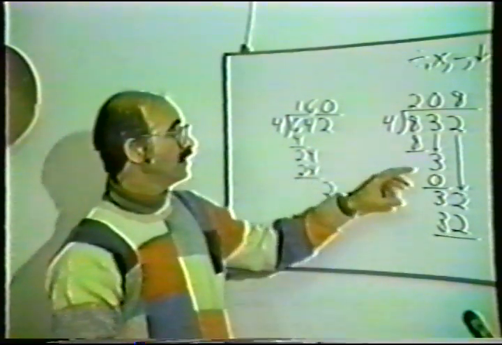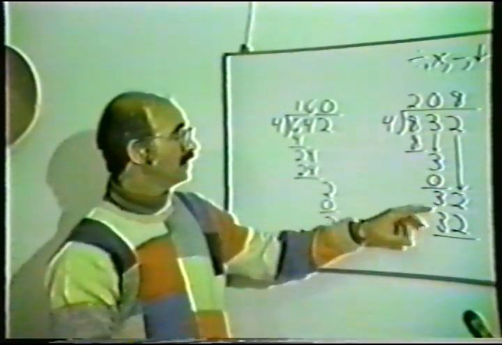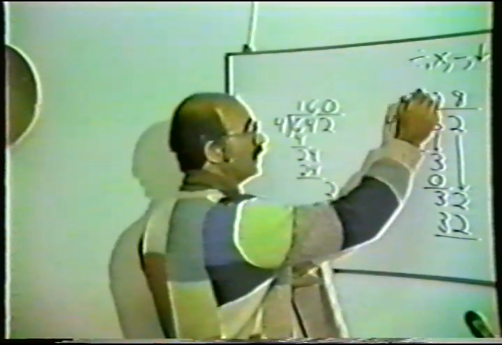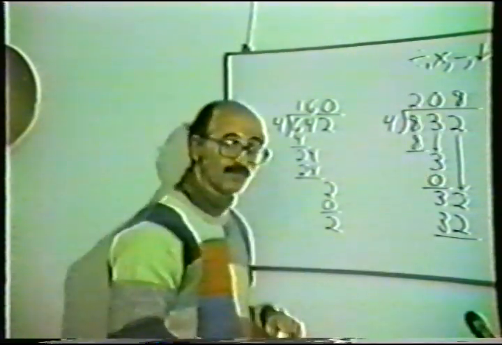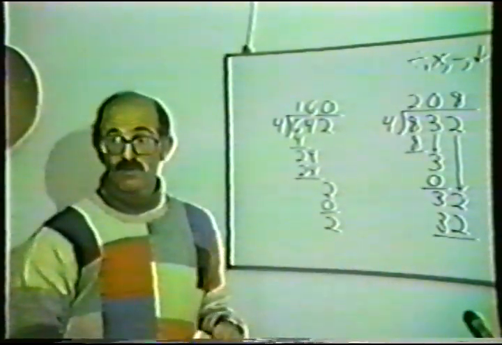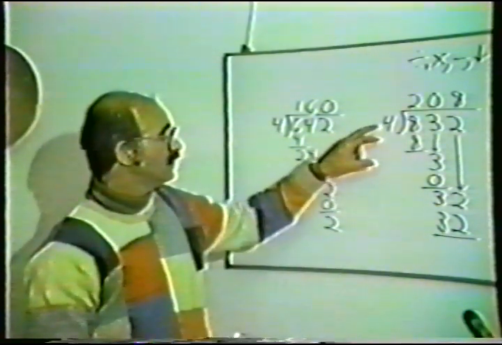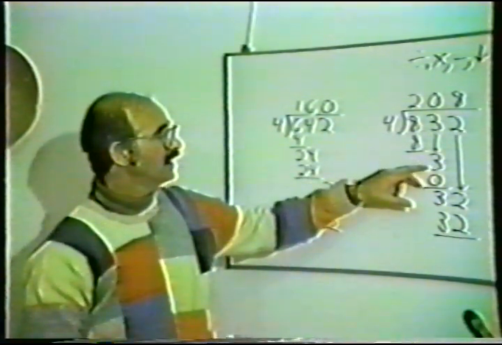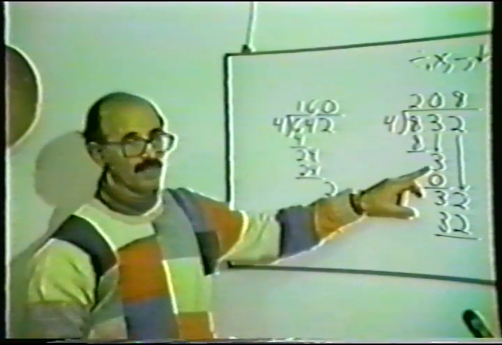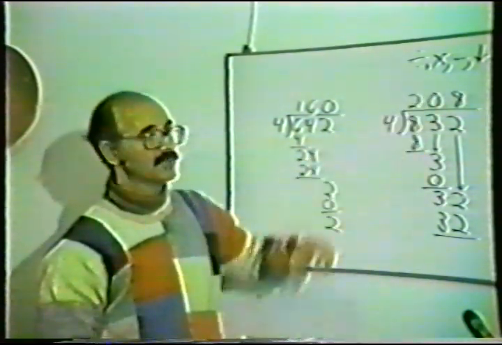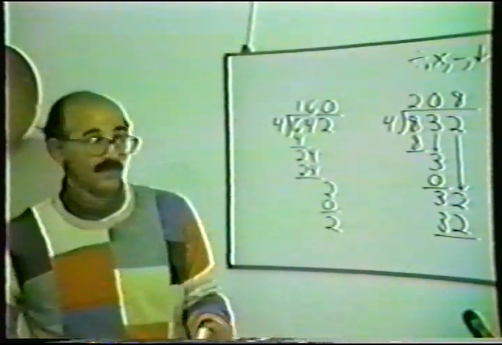The most important part about this one is not to forget to put the 0 up there. Kids say 4 into 3 doesn't go, and maybe they'll get the 32, but they'll write the 8 over here, and then they won't know what to write over there, and they'll get all confused. Whenever you say 4 into 3 is 0, make sure you write the 0 as part of the answer.